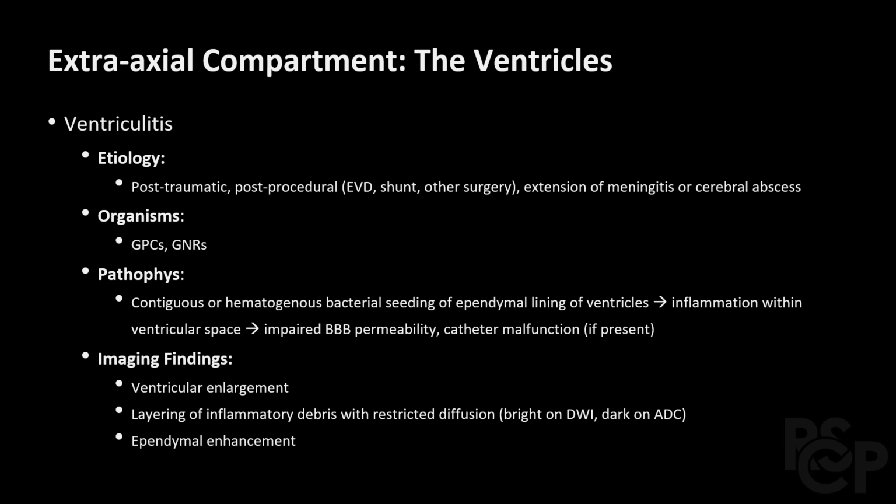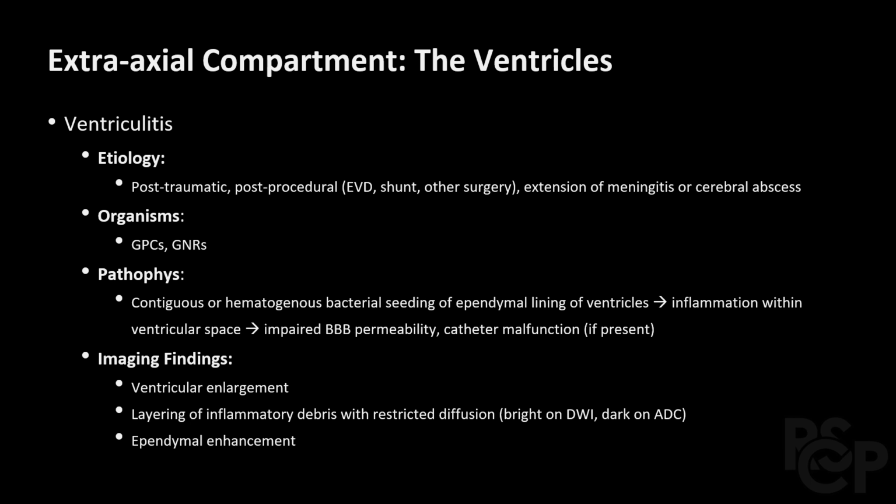Organisms that are commonly seen are gram-positive cocci, or GPCs, also gram-negative rods, or GNRs. The pathophysiology involves the bacterial seeding of the ependymal lining of the ventricles, either by contiguous spread or hematogenous spread. This causes inflammation within the ventricle space, which can lead to a variety of complications. For one, this can impair the permeability of the blood-brain barrier, which can worsen hydrocephalus. And if there's a catheter present, such as in a patient with a shunt or an EVD, the inflammation can essentially clog off the catheter, causing it to malfunction and leading to accumulation of CSF within the ventricles, which can cause various neurological symptoms.